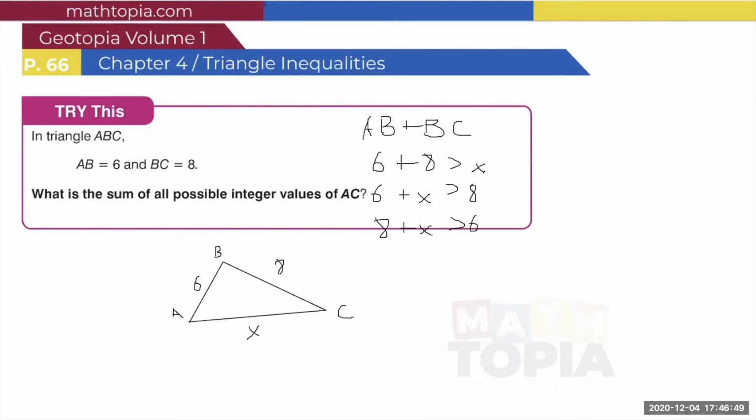Now, this third one always has to be true since X is positive. So it's not going to help us narrow down the possibilities for X. But the first two will. If we add up 6 and 8, we get 14 is greater than X. And for the second inequality, if we subtract 6 from both sides, we get X is greater than 2. So that means X is between 2 and 14, and that means there are 14 minus 2 minus 1 possibilities, which is equal to 11.